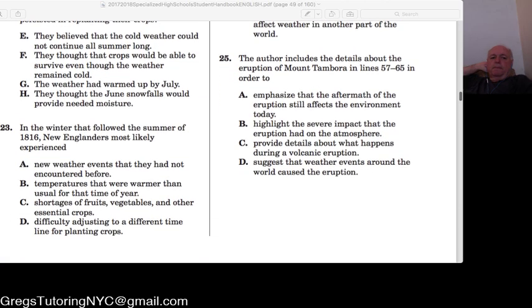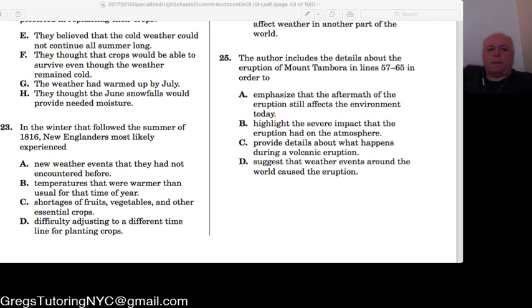23. In the winter that followed the summer of 1816, New Englanders most likely experienced... If you think through what happened and why, then you're going to see what's going on. All right, let me see what we have here. A, new weather events that they had not encountered before. That's probably true because the ramifications from the volcano were still going on. There's a slight inference here because it doesn't quite tell us that, but it does say most likely, so it's asking us to make that leap.